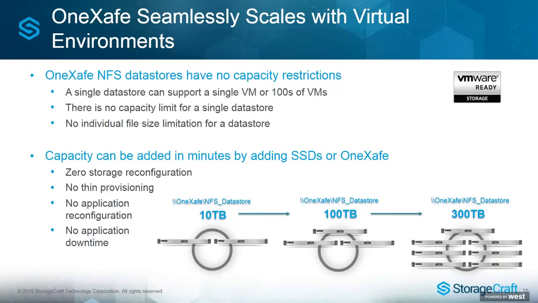The data store just sees more storage. So if you initially start with 10 terabytes and you grow to 100, your data store just seamlessly increases to 64 terabytes. No thin provisioning, no migration, no application reconfiguration.